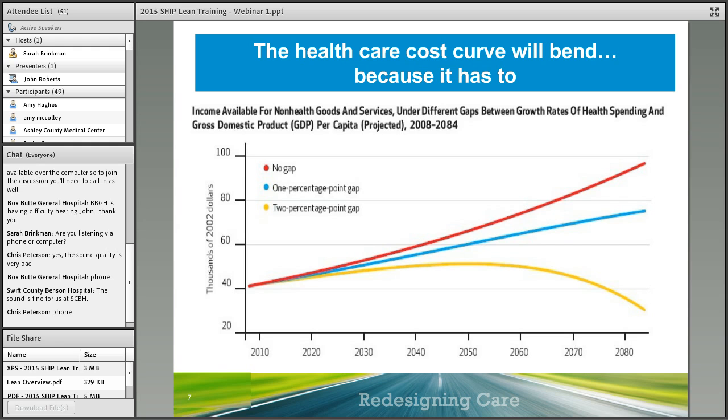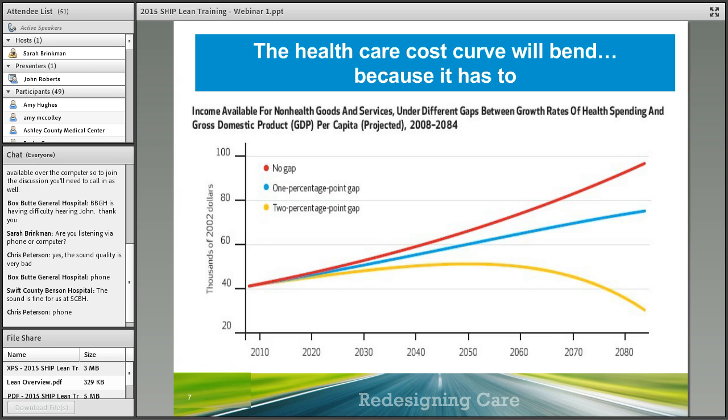The red line represents what we're doing right now. If we don't continue to bend the cost curve, so to speak, by 2080, almost 100% of the gross domestic product will be taken up by healthcare. If we can bend that by 1%, which is illustrated by the blue line, you can see that we can at least begin to manage some of those costs, probably still more than we want.